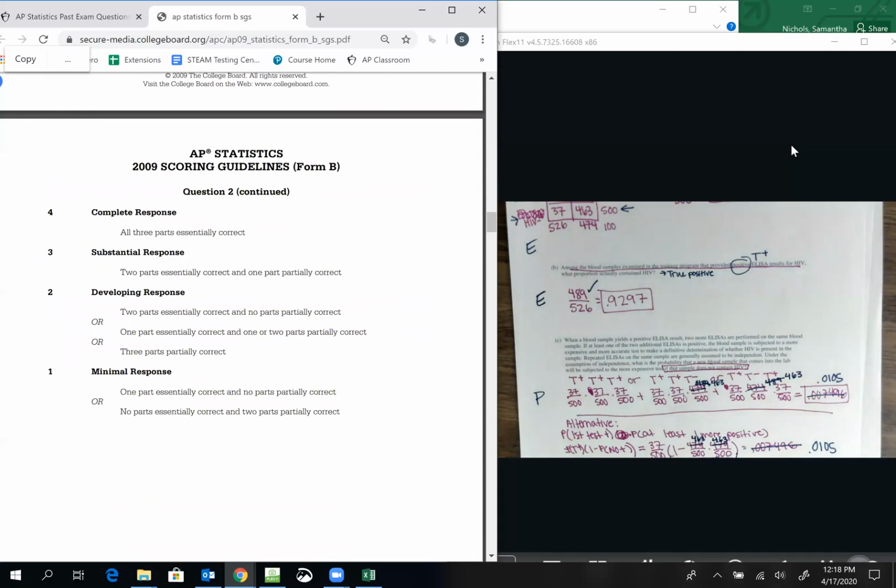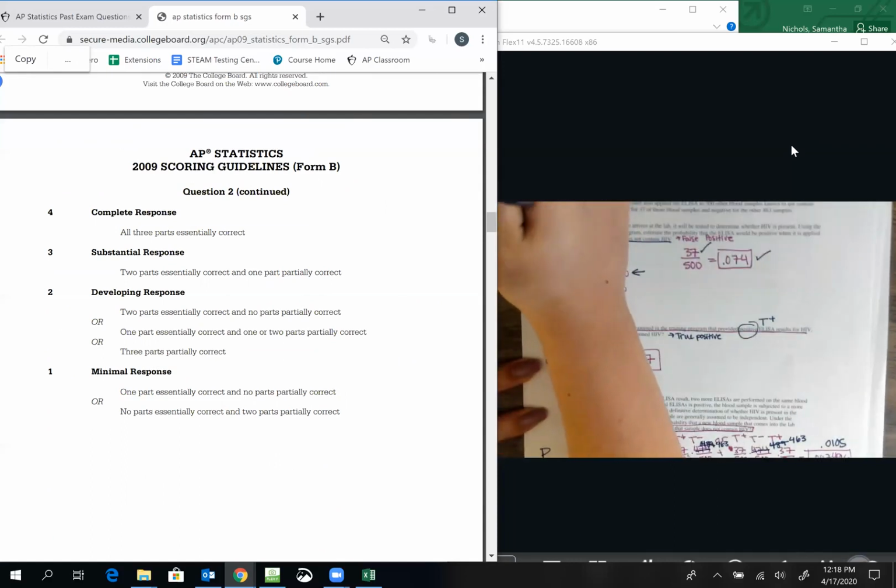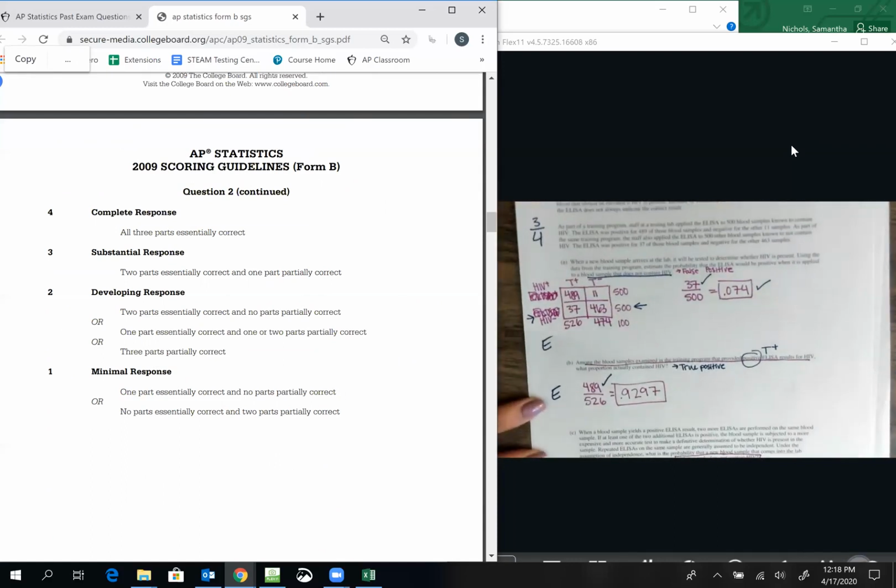So read through these. It looks like it's the same as usual. I have 2 E's and a P, so this is a 3 out of 4. And again, this is why we check our answers, because even Ms. Nichols makes mistakes sometimes.